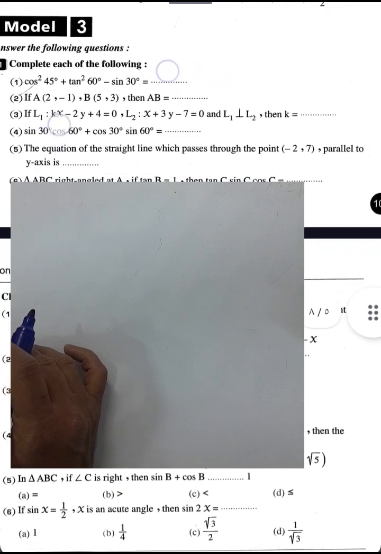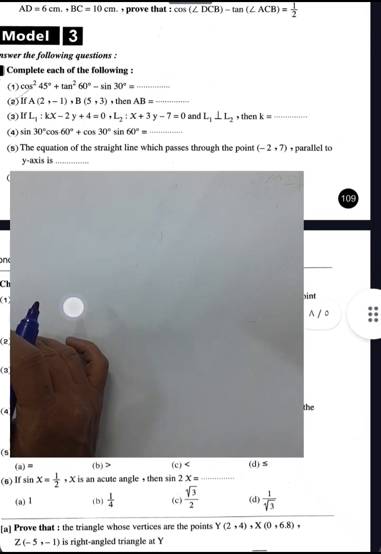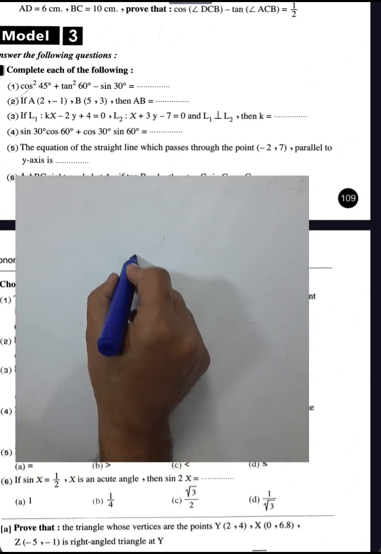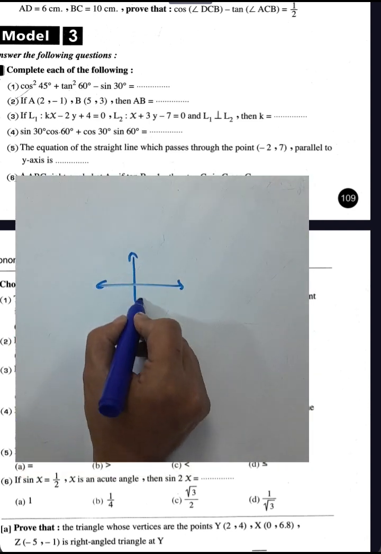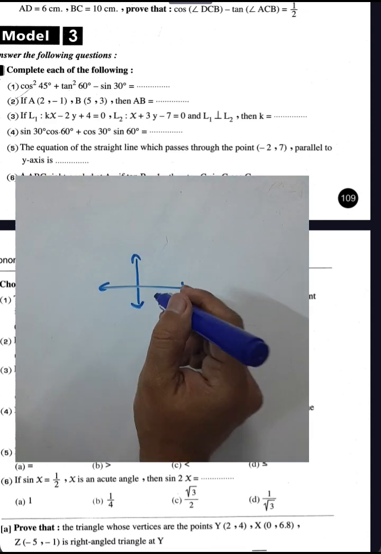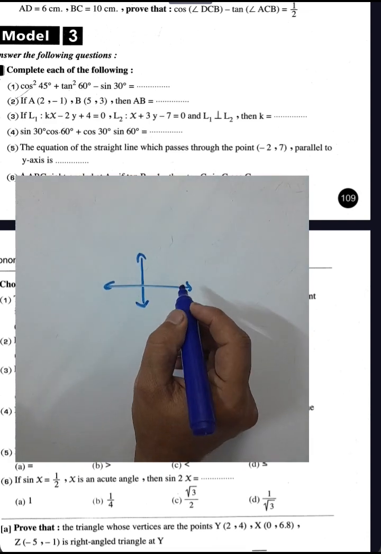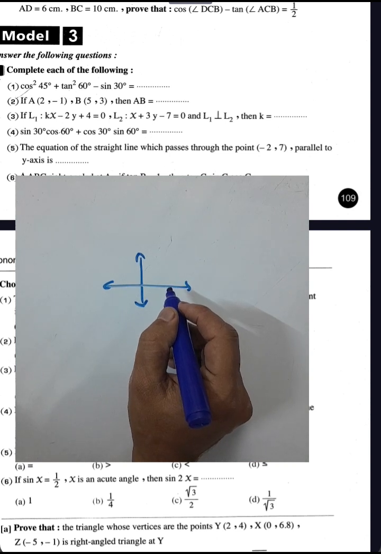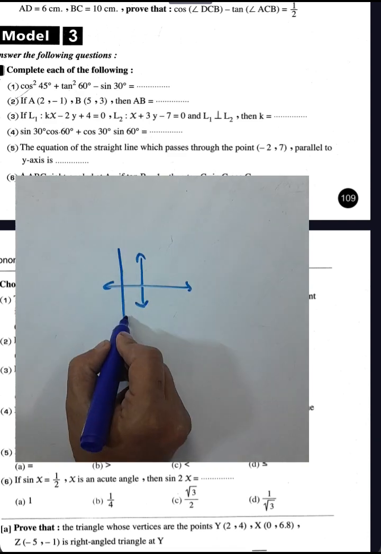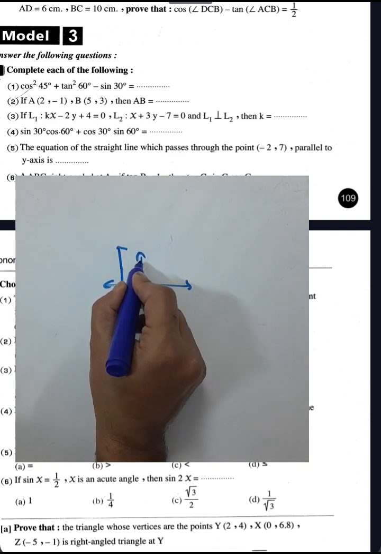Question 5. The equation of the straight line passing through the point (negative 2, 7) parallel to x-axis or y-axis. Okay, parallel to y-axis, it means the slope is undefined, and it cuts the x-axis at what? At 2 lengths, then x will be negative 2. We have the point (negative 2, 7) here. This point was (negative 2, 7) here.